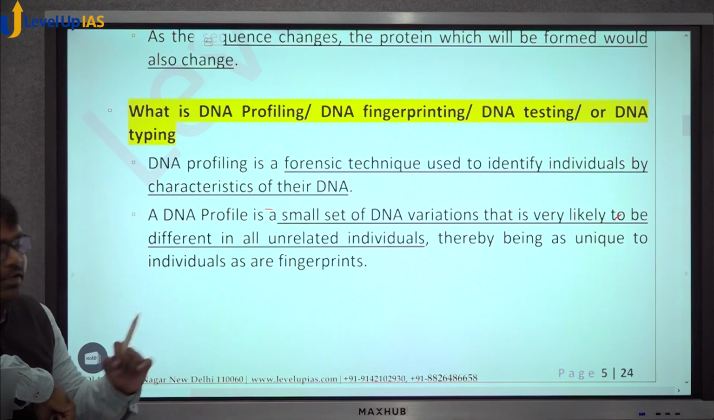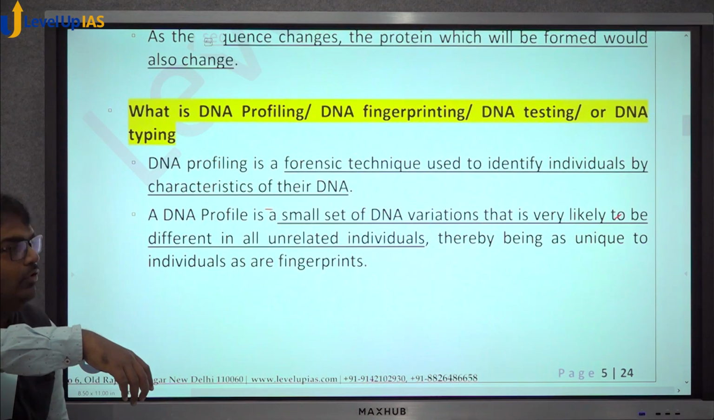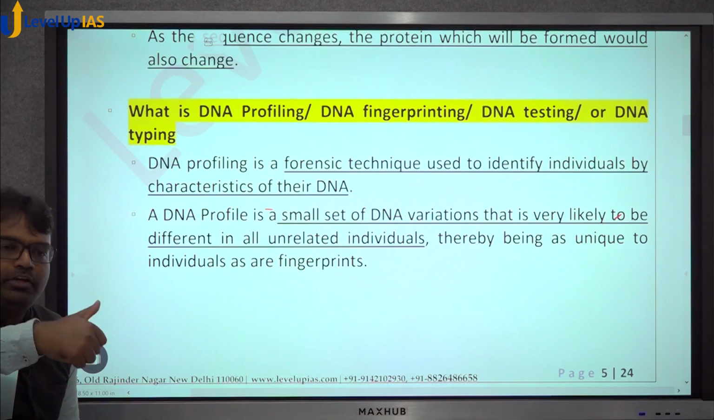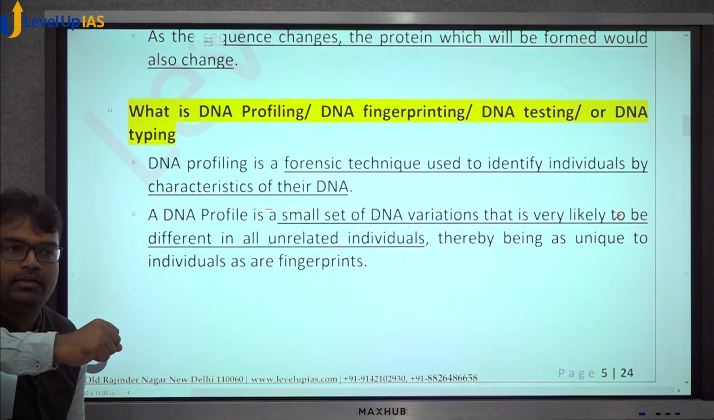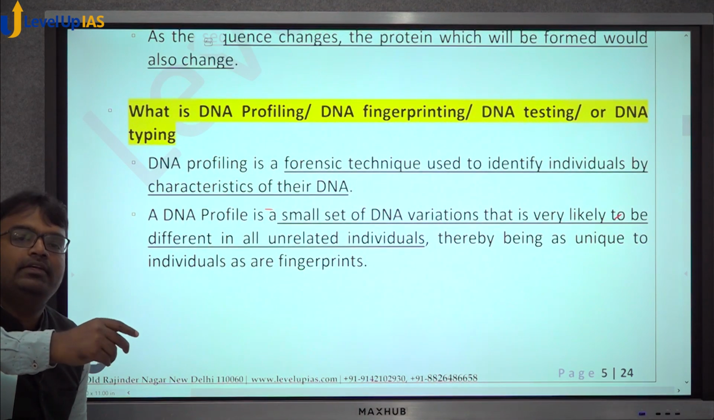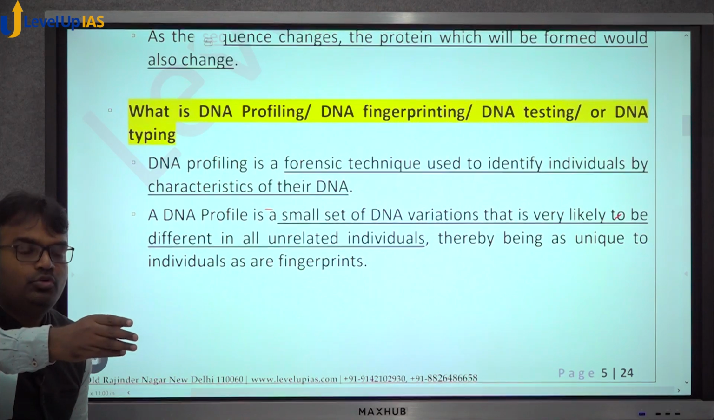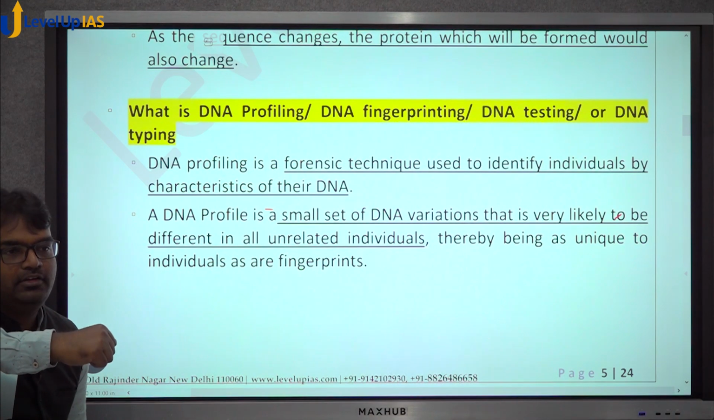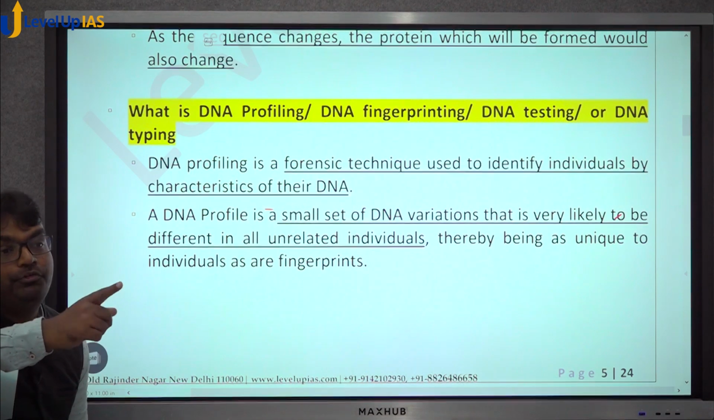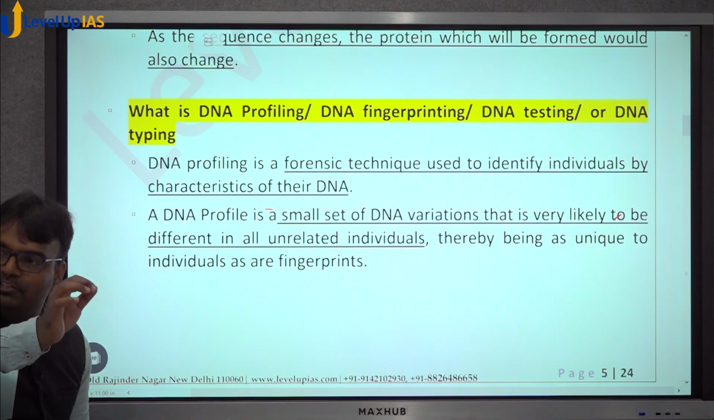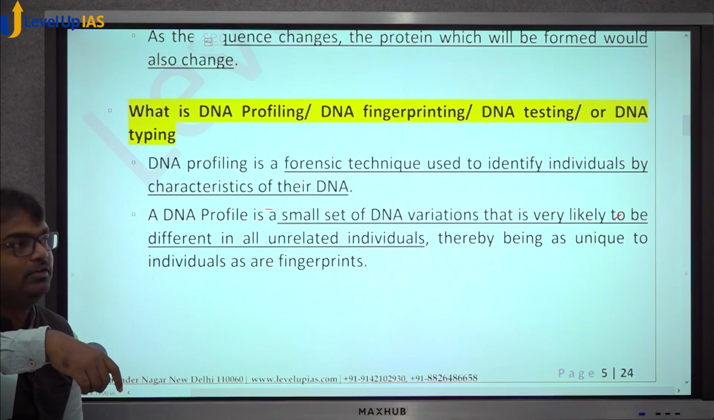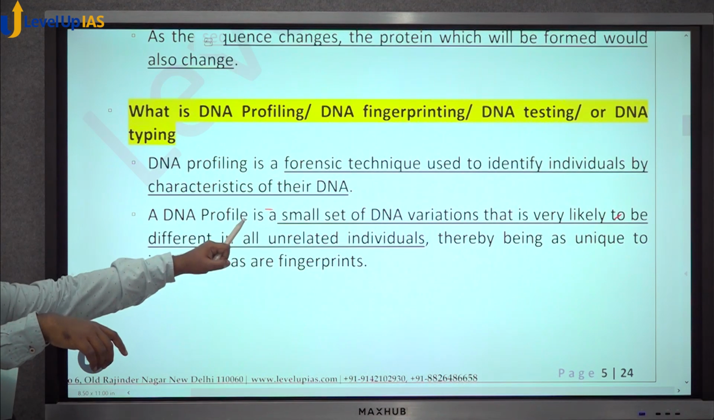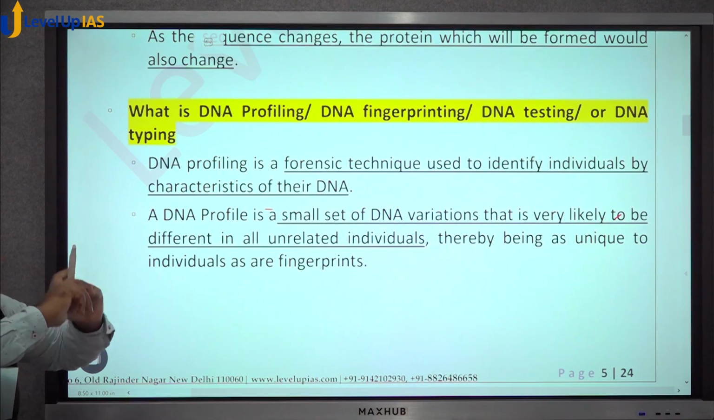Understand this aspect. Okay, now come to DNA fingerprinting. What is DNA fingerprinting? See, using fingerprints you can identify a person, no. In the same way, if you collect DNA, you'll find that the DNA of different people can be differentiated. Using my DNA, you can identify me. My DNA would be different from your DNA. Though 99% of it would be the same, still differences can be identified. So DNA profiling is a forensic technique used to identify individuals by characteristics of their DNA.